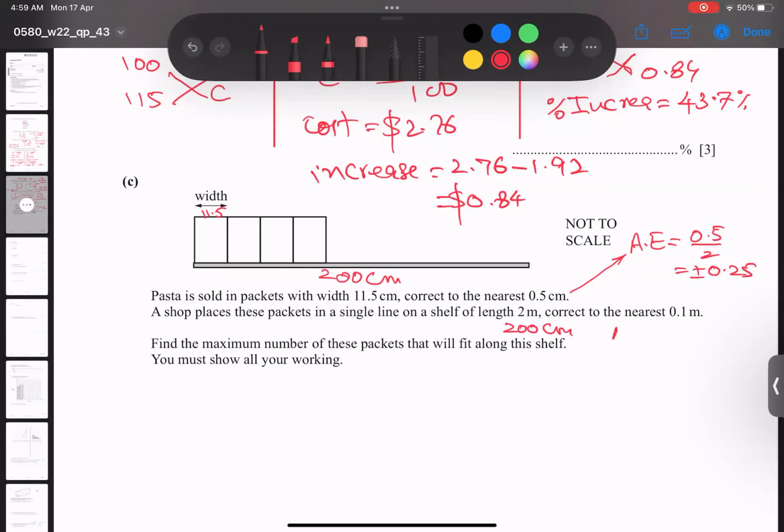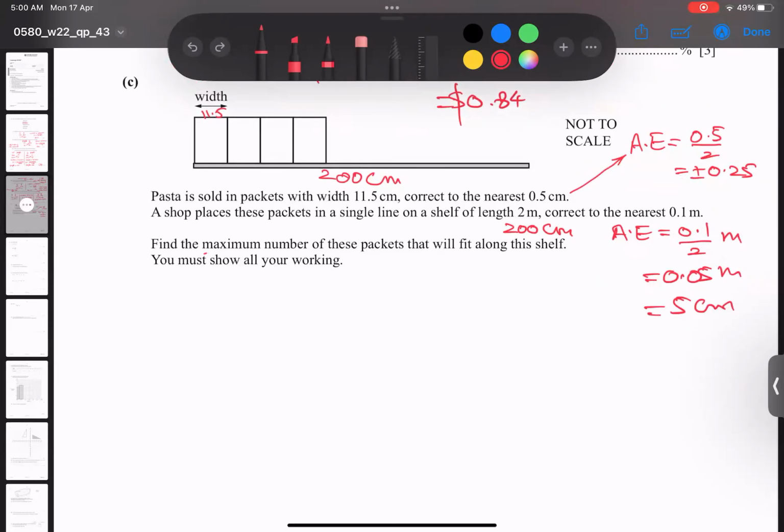So absolute error, we can find for the second one: 0.1 divided by 2, I got 0.05 meters. And if we multiply into 100, it gives you 5 centimeters. Why? Because meter to centimeter, multiply by 100. So now I can do it. What is the plan? How to find it? The next plan: how to find the maximum number of packets that can fit on it? So you know what is the method to find the number of packets?